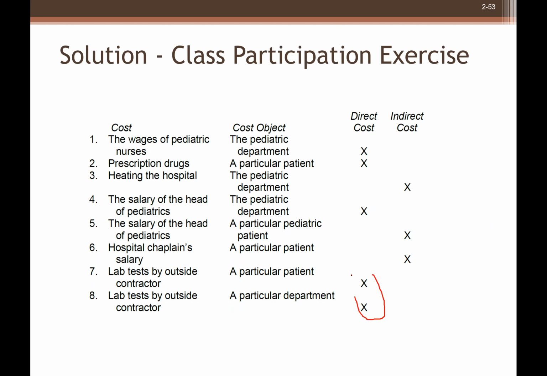So here we go. And indirect cost. Okay, we made a mistake. We confused 4 and 5 because both are the same one. The salary of head of pediatrics. When it comes to the salary of the pediatric department, it is direct, but when it comes to a particular patient, it is indirect because we don't know how much this head of the pediatric department spent on this patient. But for the department, we know that, right?